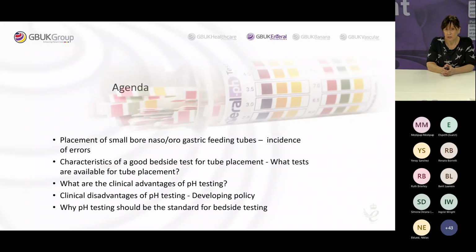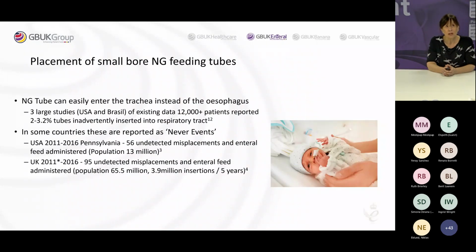Also, I'm going to look at the clinical disadvantages of pH testing, particularly the ones that you all mentioned in your questionnaires, and why pH testing we think should be the standard for bedside testing. So first of all, just a few statistics to start with.